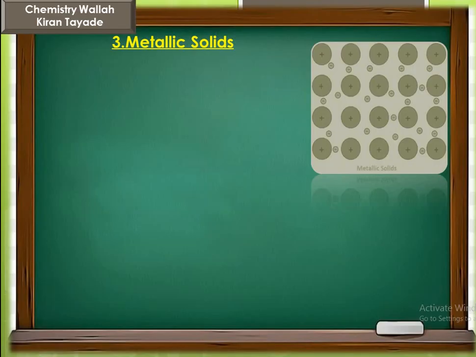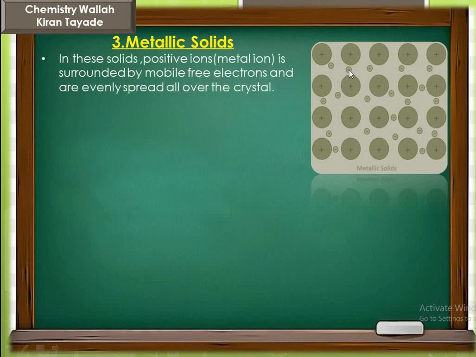Third type of crystalline solid: metallic solids. The word says metal. Here in the picture we see plus signs in circles. These are all metal cations, and in the interstitial positions of this solid there is a presence of negative species, and that negative species is nothing but electrons.